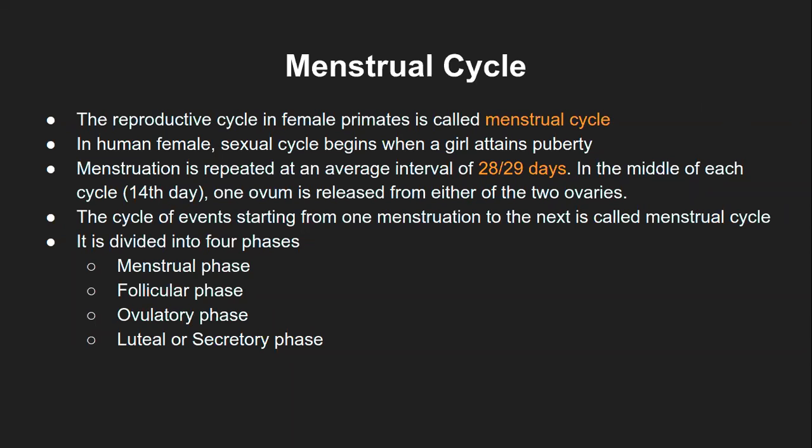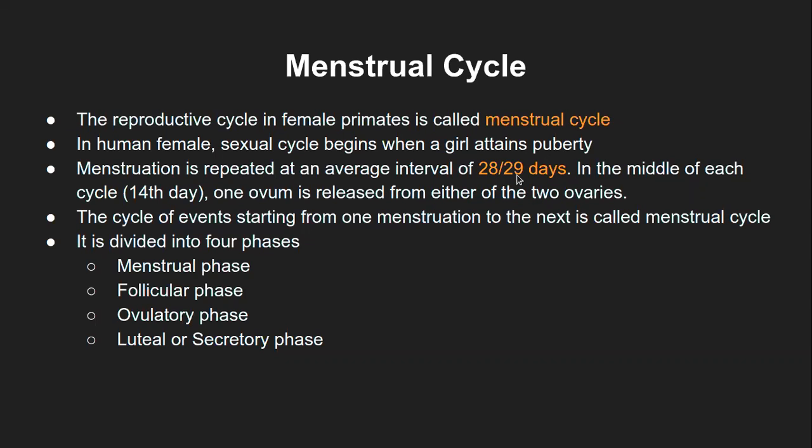Just to let you know that it does happen in all those animals as well, just we are not aware of them. So in human female, the sexual cycle begins when a girl attains puberty, that is usually like 11 to 13 years of age. Menstruation is repeated at an average interval of 28 or 29 days. That's an average cycle, though again it depends on woman to woman.